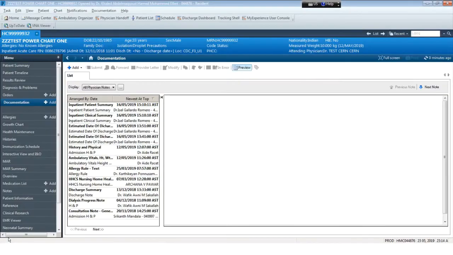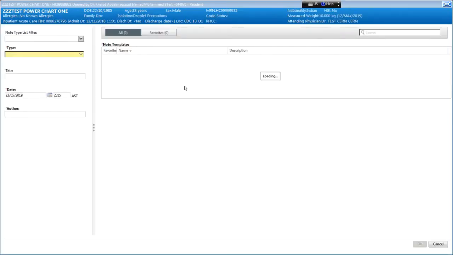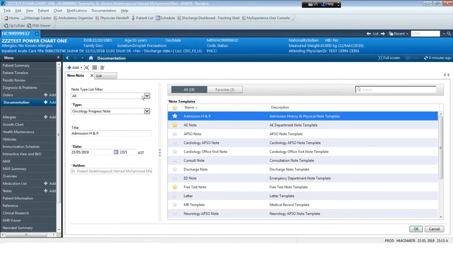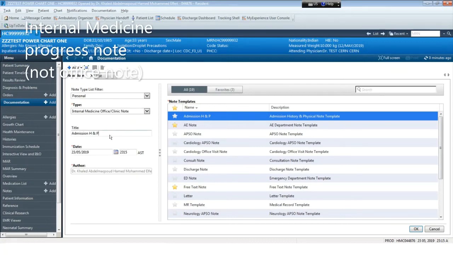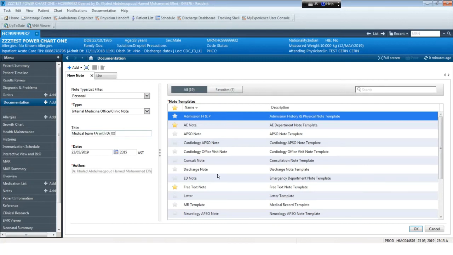So after I presented my patient in the morning round, after the end of the round, I need to write the progress note, the daily progress note for the patient. So for writing the progress note, I will click add, then I will choose internal medicine progress note, then medical team for Dr. X.